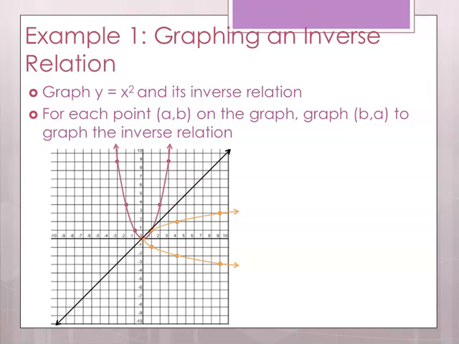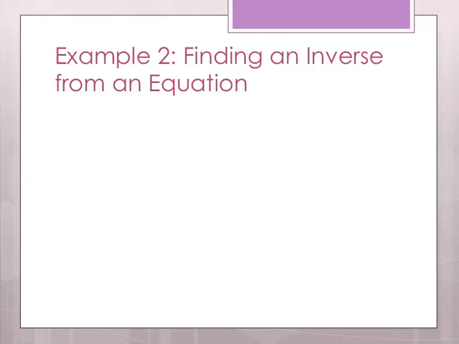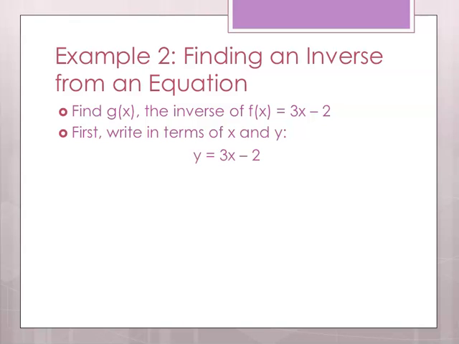Now how do you go about algebraically coming up with the equation of the inverse? Let's take a look at example 2. So say you have f of x equals 3x minus 2, and without graphing we want to come up with the equation of the inverse. What you're going to do is first start off by writing everything in terms of x and y. So instead of f of x, I'm going to write y. So y equals 3x minus 2. Now since the inverse is simply swapping the input and output, we are going to swap the x and the y. So this is going to be x equals 3y minus 2.